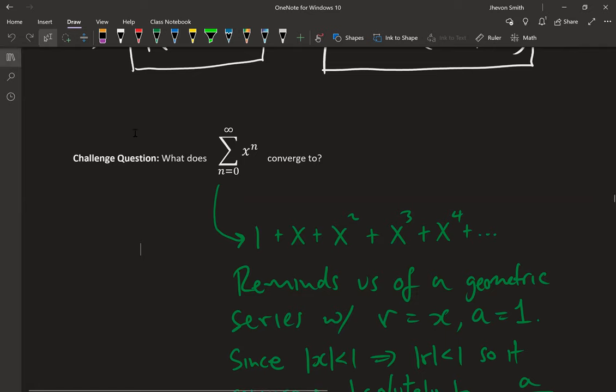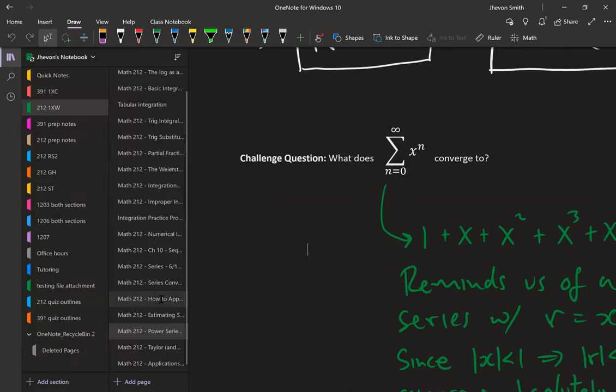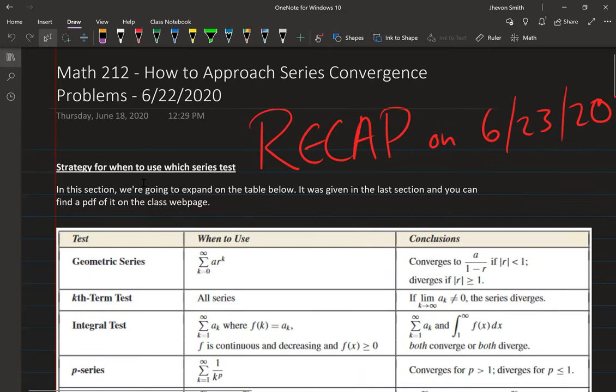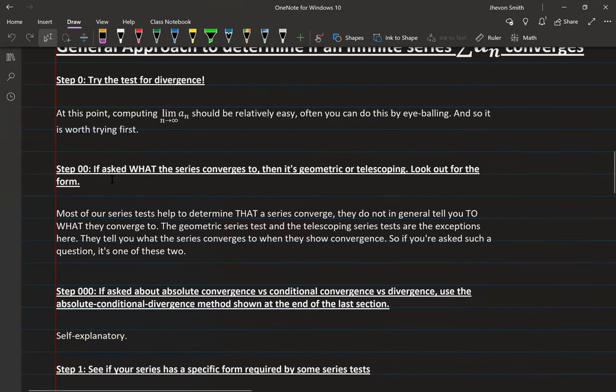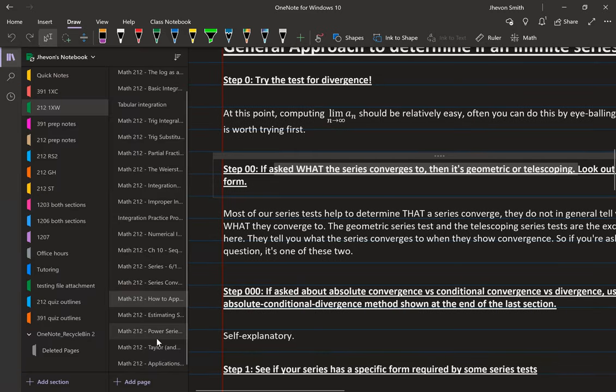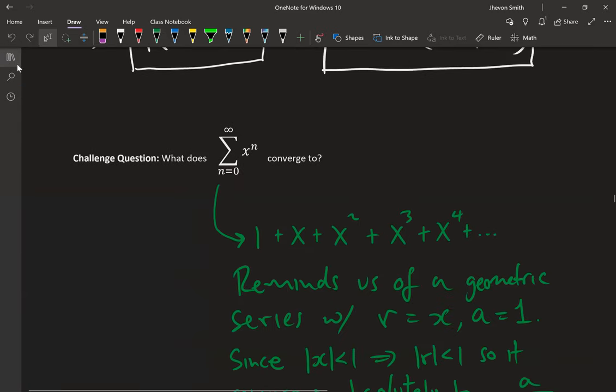And remember, if you guys are paying attention, in the how to approach series video, I mentioned, if asked what the series converges to, then it's geometric or telescoping. And of course, no one listens to me. So we fumbled over figuring out that it converged, even though I specifically asked what does it converge to, which means you should automatically be thinking geometric, because I gave you that in the list of strategies, but whatever. I digress. Let's move on.